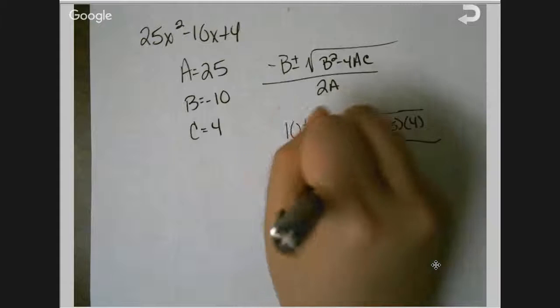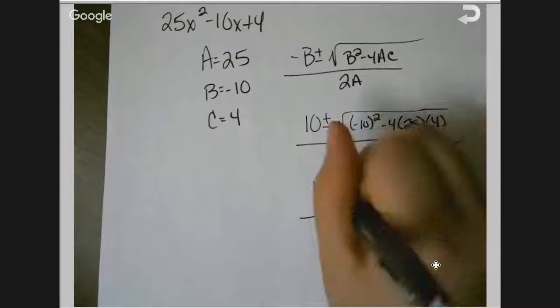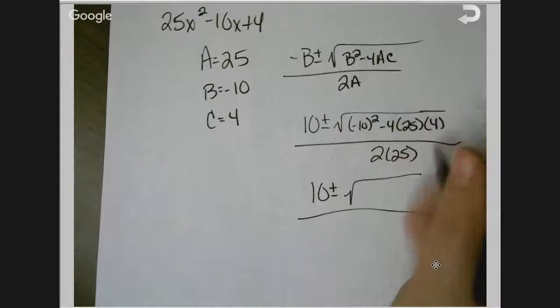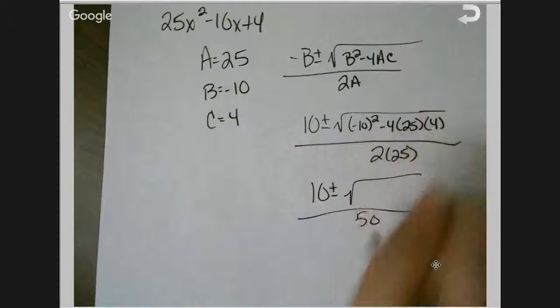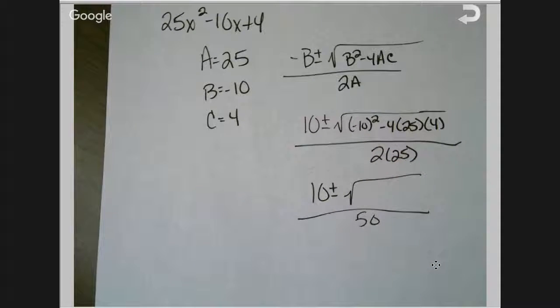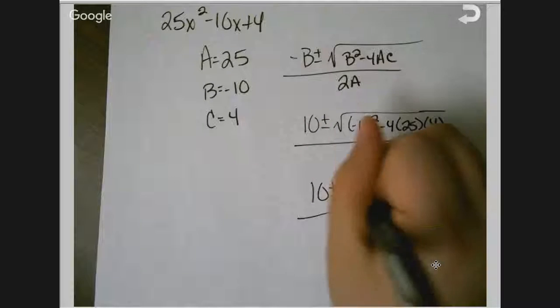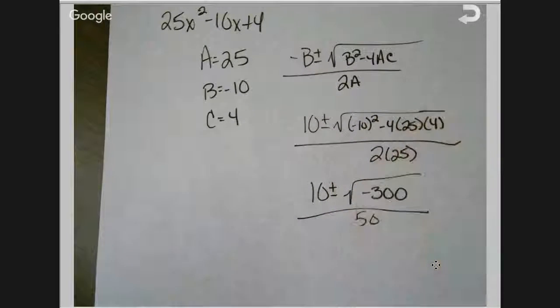So just write down the other stuff that you had. And 2 times 25 is just 50, so I'm going to write it down. And in your calculator, you're going to say 10 squared minus 4 times 25 times 4. And I get negative 300. Questions about what I did?